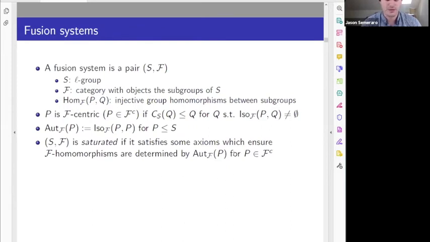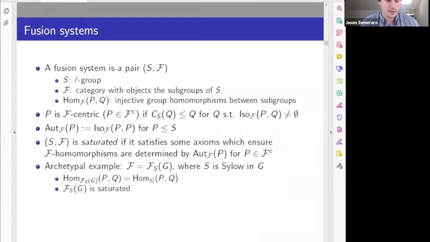And this is an abstraction, if you like, of the classical Alperin or Goldschmidt fusion theorem, for those of you who know about it. Good. So as Ellen also mentioned, there's an archetypal example of a finite group G, where S is a Sylow subgroup in G, which provides us with a fusion system F on its Sylow subgroup, where homomorphisms are just given by G-conjugation maps. Objects are just the subgroups of S. And this will always be a saturated fusion system. So these axioms are satisfied in that case.